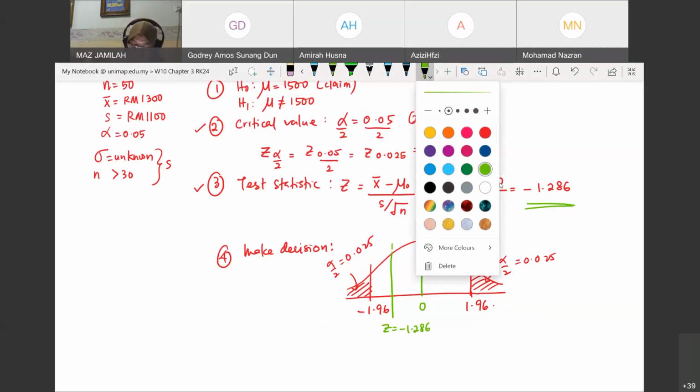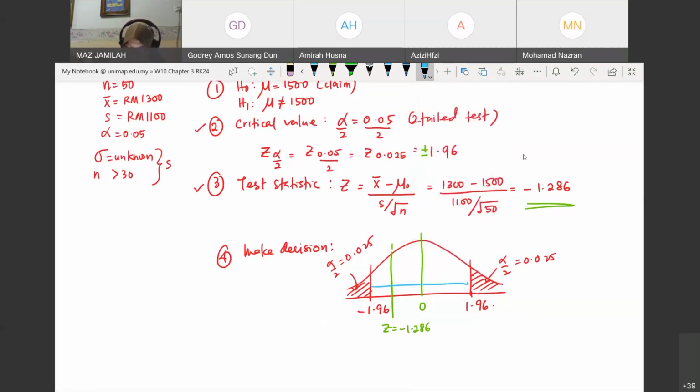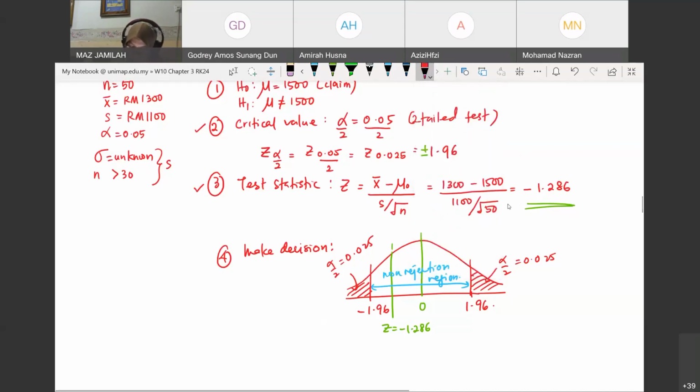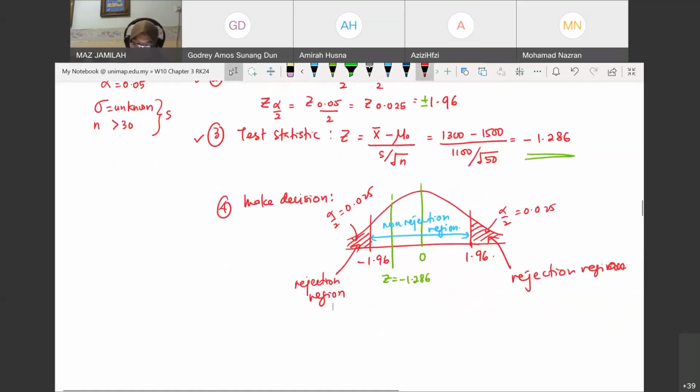Now we know that this is our non-rejection region, and this is our rejection region, the shaded red rejection region. The same goes here, this is our rejection region. Now, since our test statistic falls in the non-rejection region, we are going to make our decision.